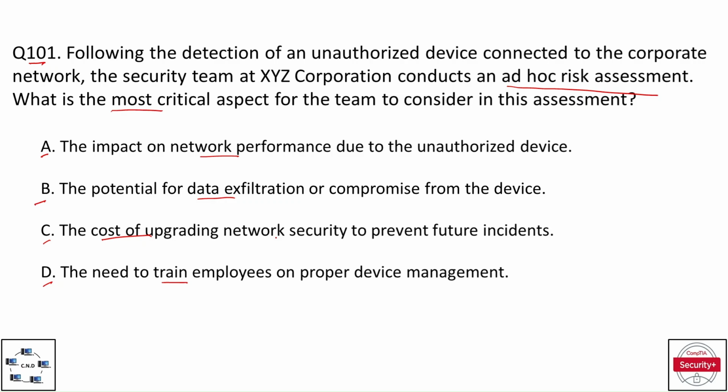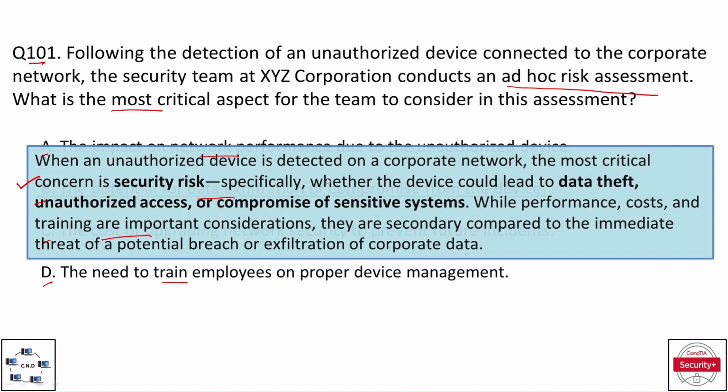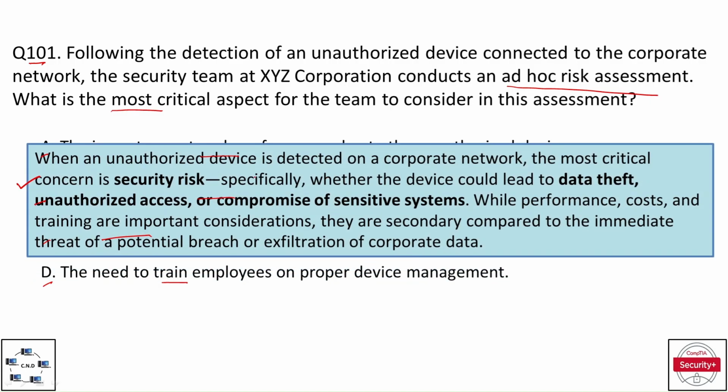And the correct option is option B, the potential for data exfiltration or compromise from the device. And the explanation is: when an unauthorized device is detected on a corporate network, the most critical concern is security risk, especially whether the device could lead to data theft, unauthorized access, or compromise of sensitive systems. While performance, cost, and training are important considerations, they are secondary compared to the immediate threat of a potential breach or exfiltration of corporate data.